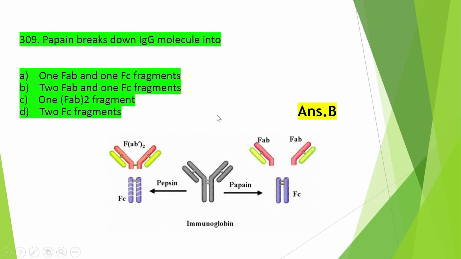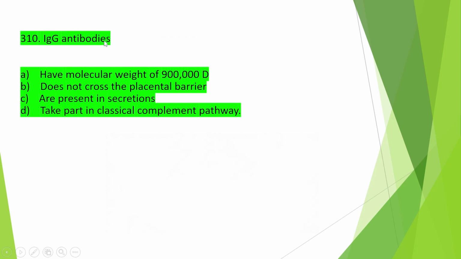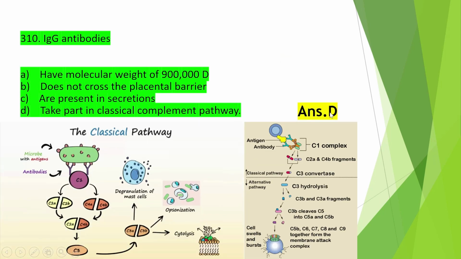Okay, so move on to the next question, that is, IgG antibodies have molecular weight of 90 lakh Dalton, or do not cross the placental barrier, or are present in secretions, or take part in classical complement pathway. Okay, so the right answer about the IgG antibodies is option D, that is the IgG antibodies take part in classical complement pathway.